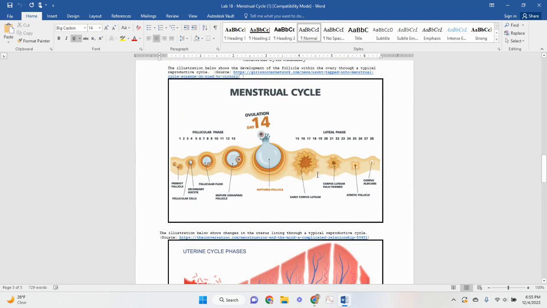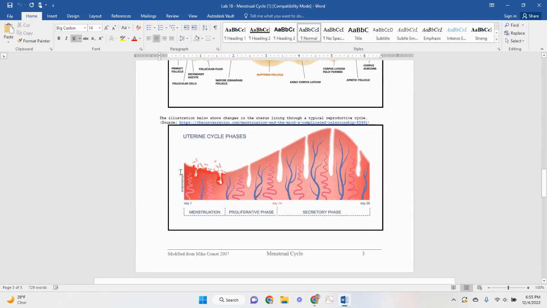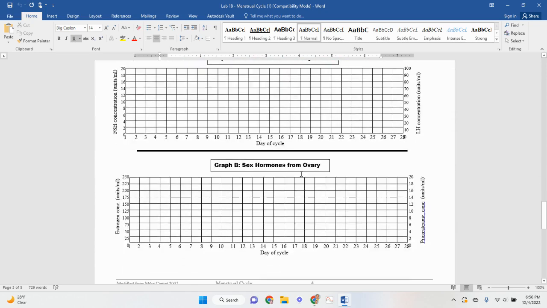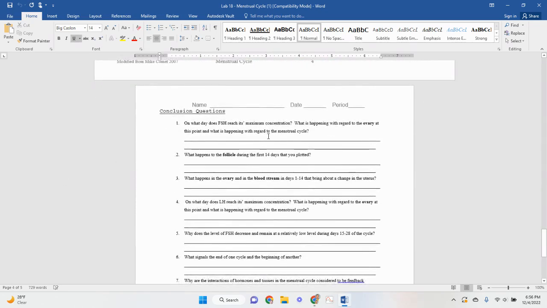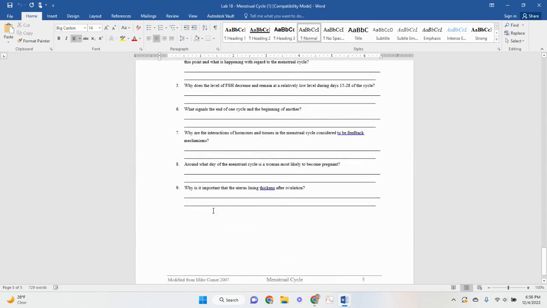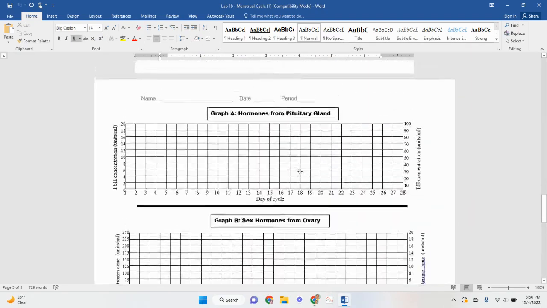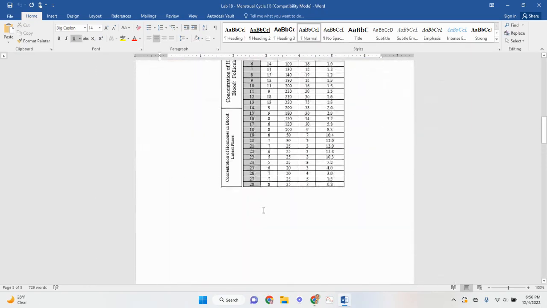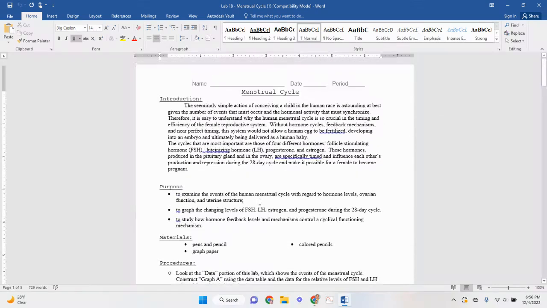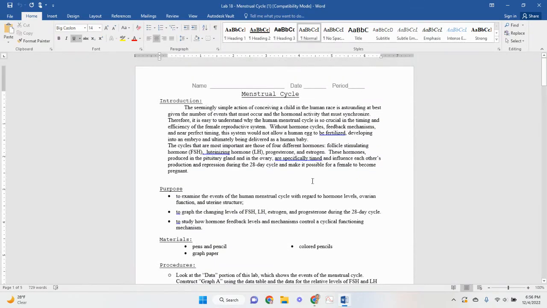You also can see in these diagrams the changes that are happening in the ovary. This is the follicle developing. And then here we can see what's happening inside of the uterus. And after you've made your graphs, you have several questions that you're going to be answering about the reproductive cycle down here. So that's what we're going to be working on.